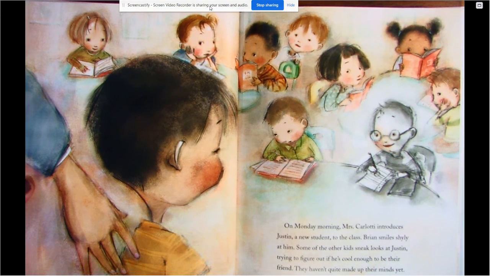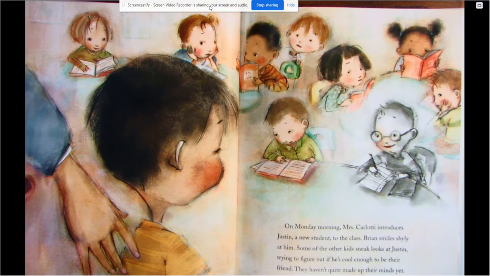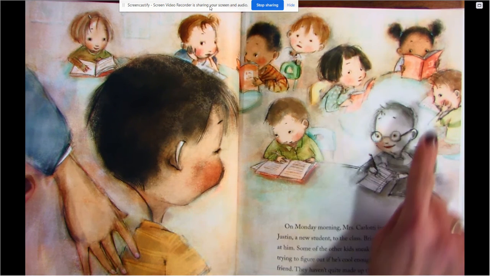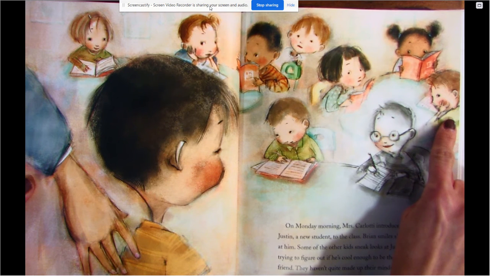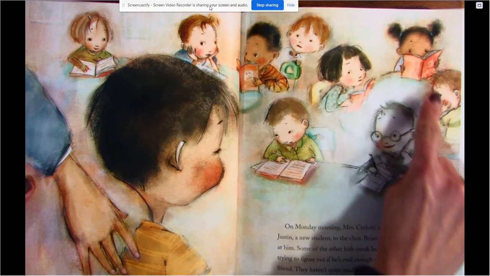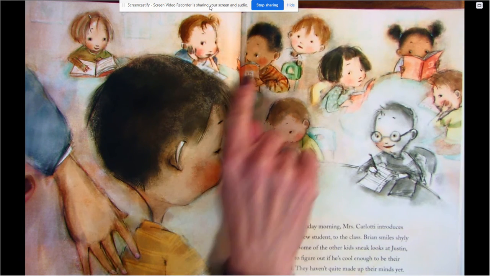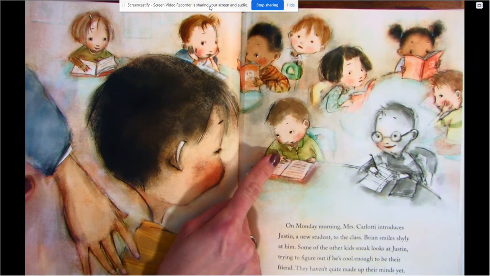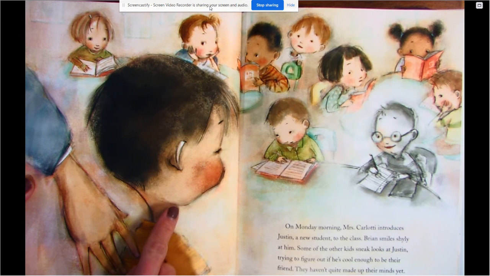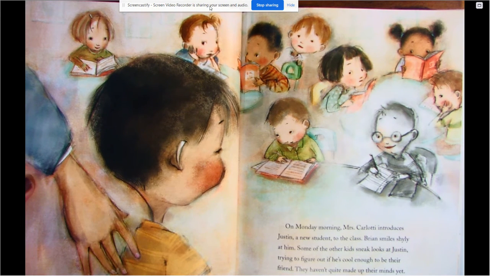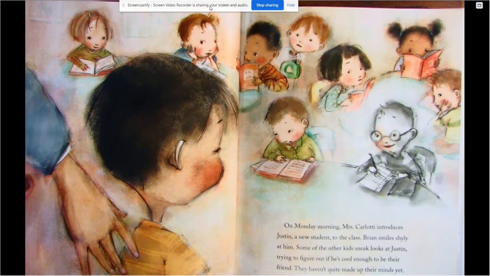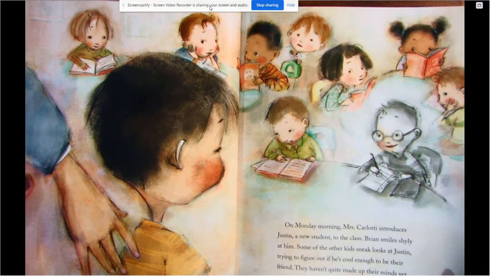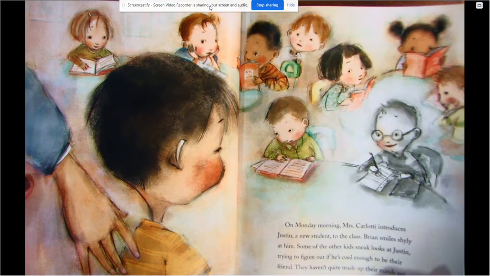Remember how I said to look at their facial expressions and their body language, what they're doing? This little guy is kind of half looking like he's not quite sure. A couple friends are kind of hiding behind a book. This guy's just barely looking up at the new student. This is Justin. They all seem to have puzzled looks on their faces, not quite sure what they think. All except Brian. Do you notice anything else about Brian? How is he changing?